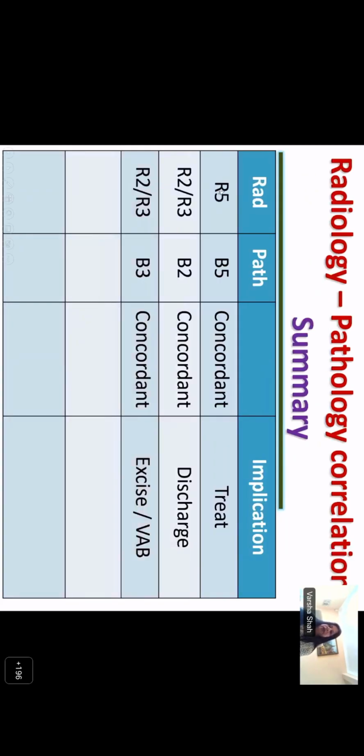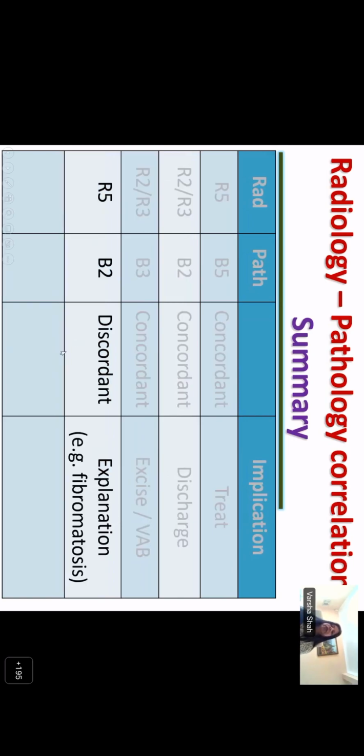So when it is R5, BI-RADS category 5, pathology category 5, either A or B, it's a concordant biopsy, go ahead and treat. When it is R2 or R3, we got a benign diagnosis, which is B2. And as a pathologist, we are sure that the lesion is present in the biopsy. It's a concordant biopsy diagnosis, and so discharge the patient. R2 or R3, B3, so it is atypical. You either excise or do vacuum-assisted biopsy.